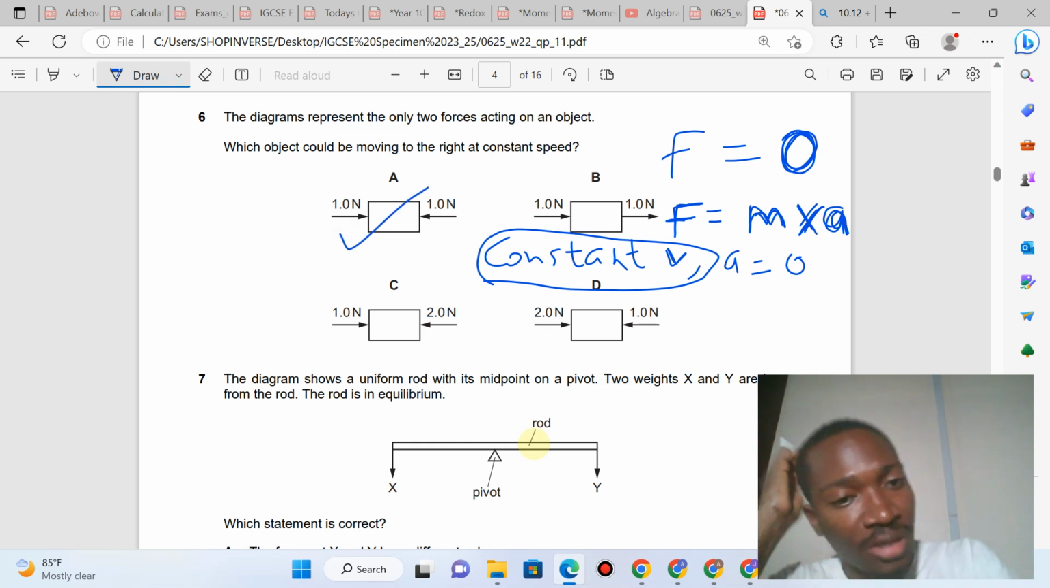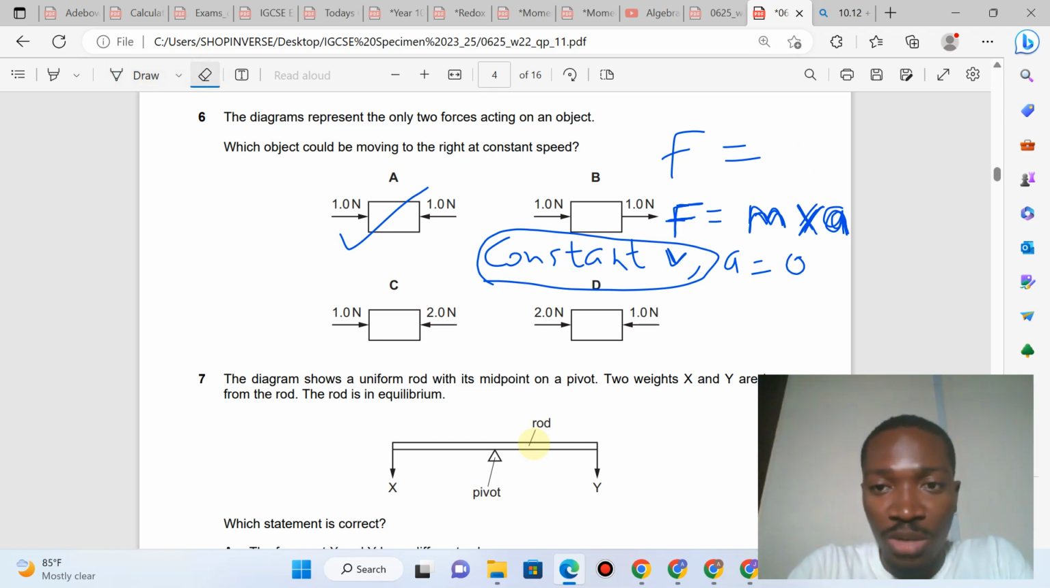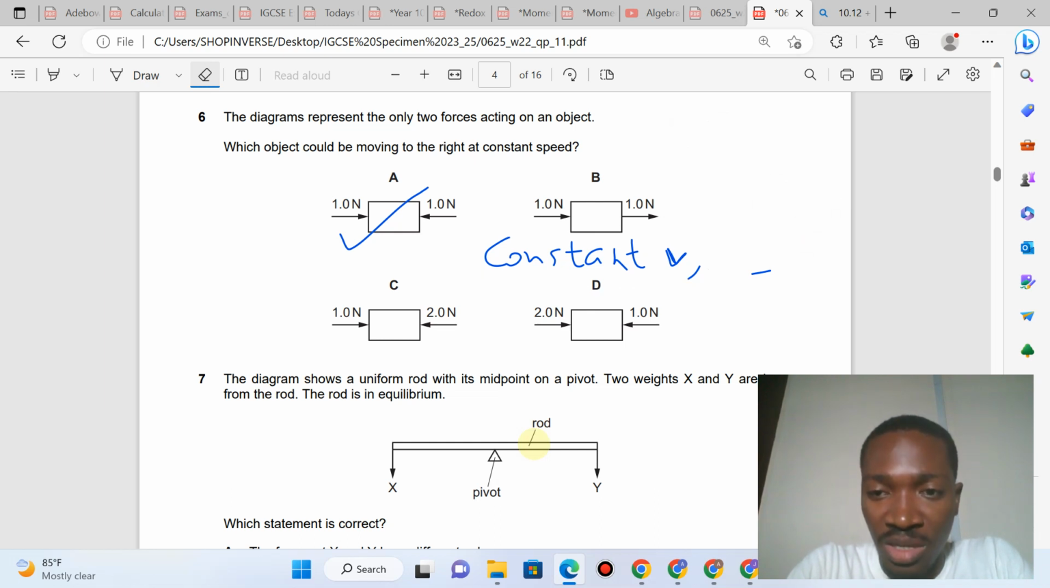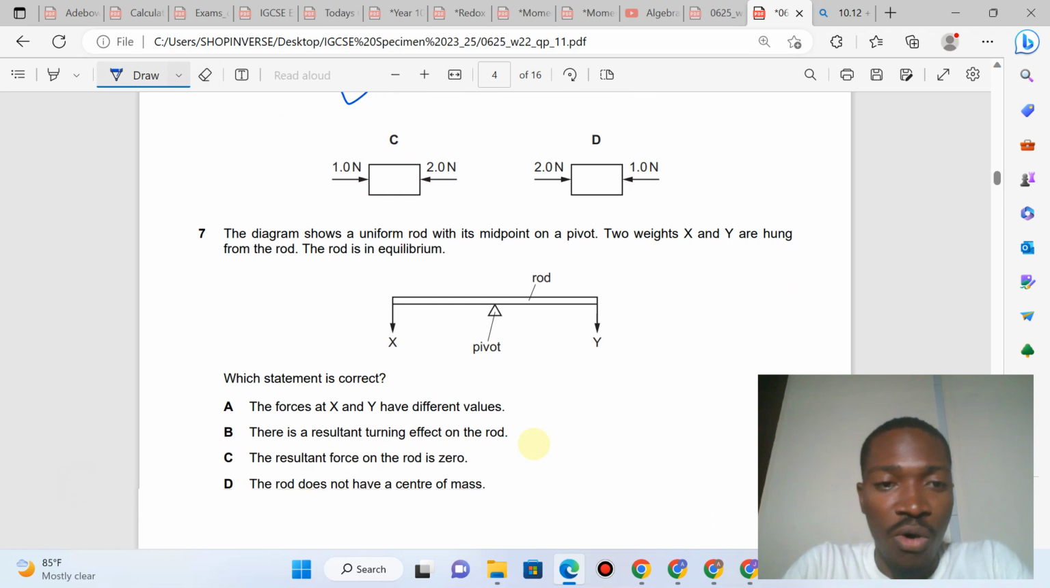I hope this is clear. The only case where you have the resultant force to be 0 is option A, and that's the only condition where an object will travel at a constant speed. If the resultant force is not 0, then the object will not travel at constant speed. The object will be accelerating or decelerating.